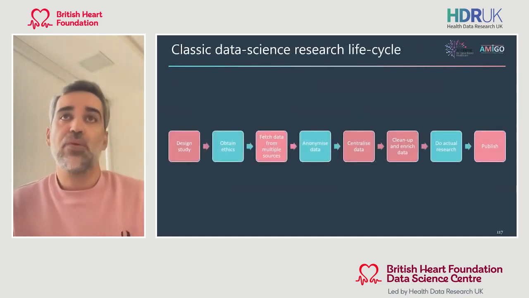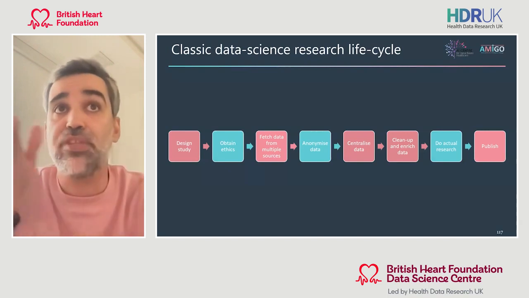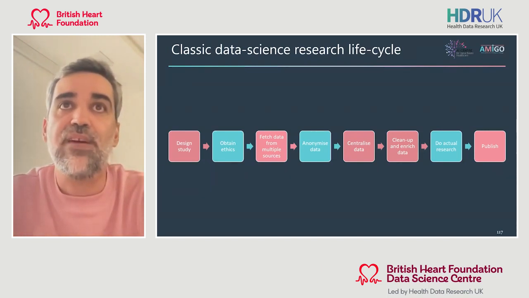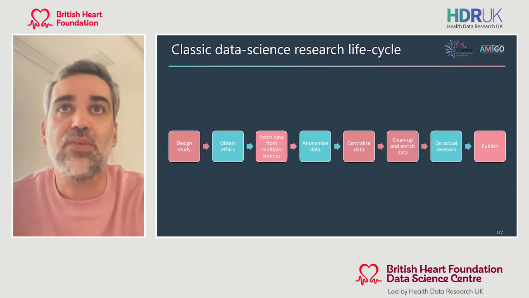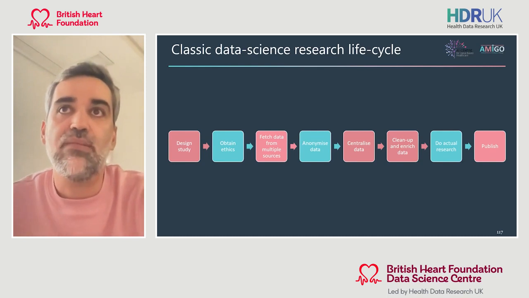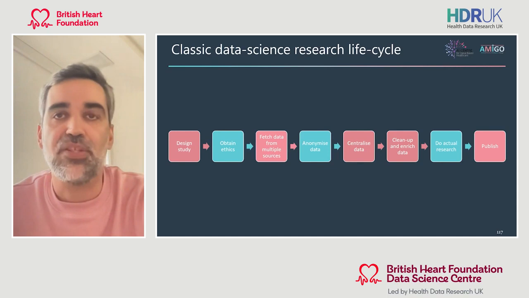So if you are doing classic data science, you want to go basically through this process. You first design the study, then you obtain the ethics, then you fetch data from multiple sources, you anonymize the data, you put that data into a centralized location, you clean up, and then finally you enrich that data. And when you enrich that data, then you can do the research you ultimately wanted to do and maybe start publishing or get insights from that data.